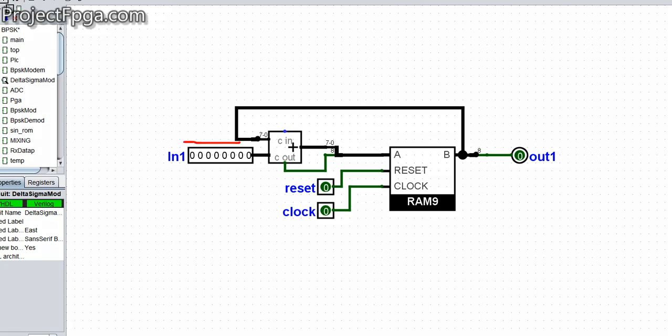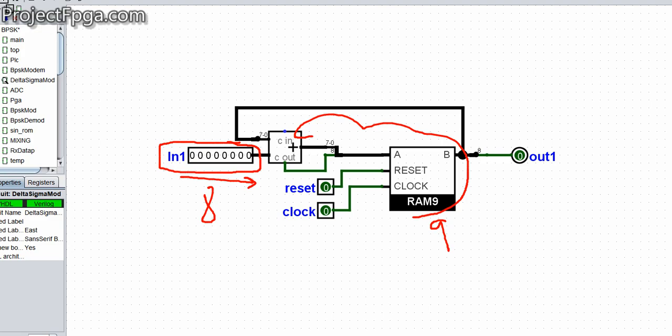They come in bytes. See them. So this is where it comes. When it comes here, it goes through the RAM. It gets stored in the RAM. On the next clock cycle, it comes back here again. This is 8 bits. The RAM is a 9-bit RAM.